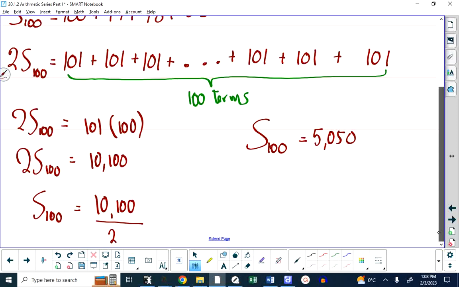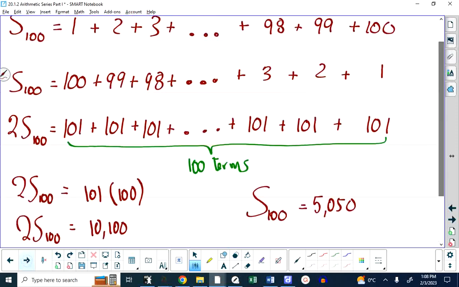Okay. I want you to notice that that 101 is the first term plus the last term. The 100 is how many terms? So really, what he recognizes is, if you take the first term and the last term and add them together, and then multiply by how many terms there are, oh, and divide by 2, you will always get the sum. And you can do this with any arithmetic sequence.